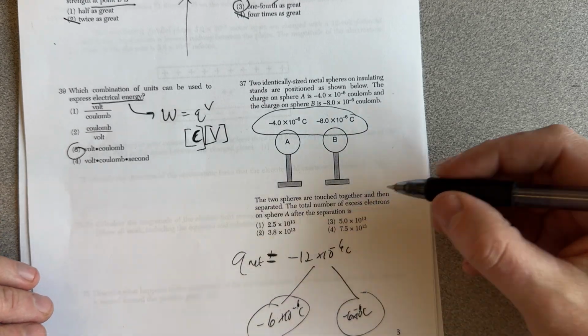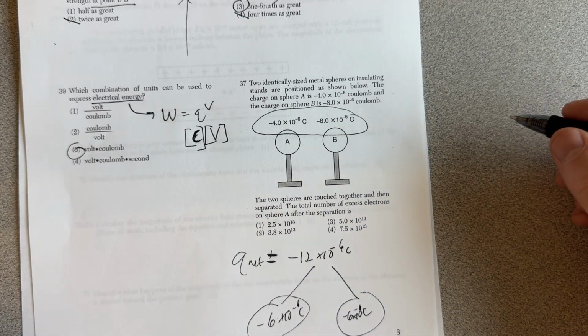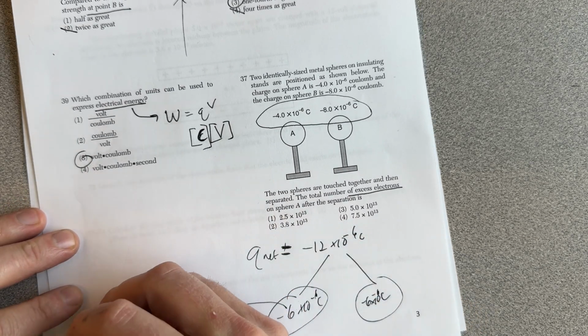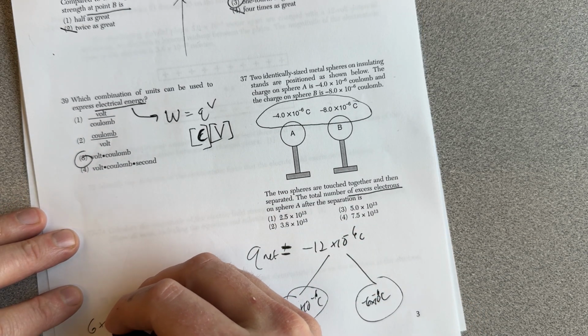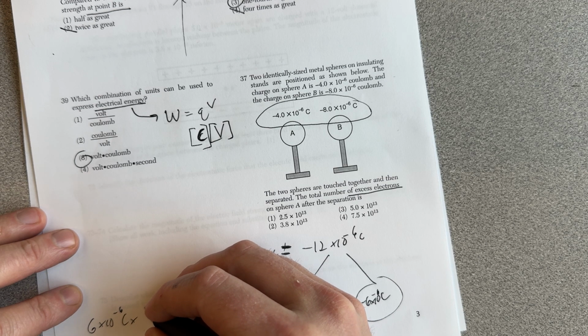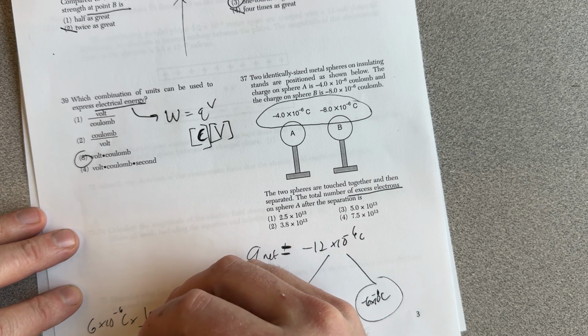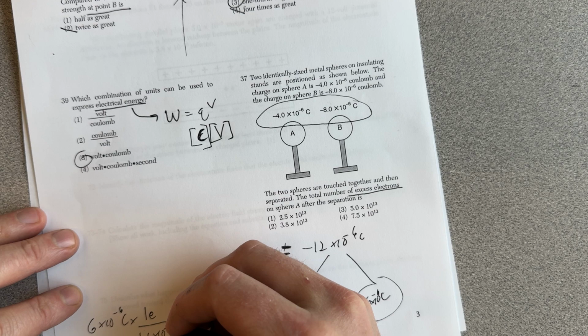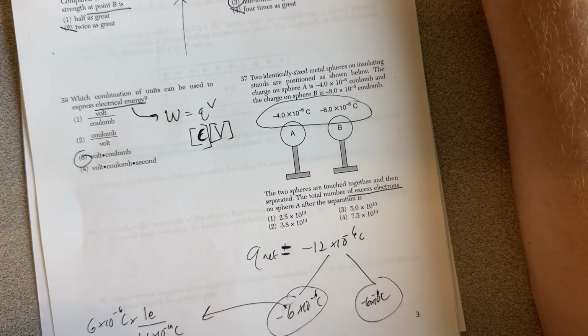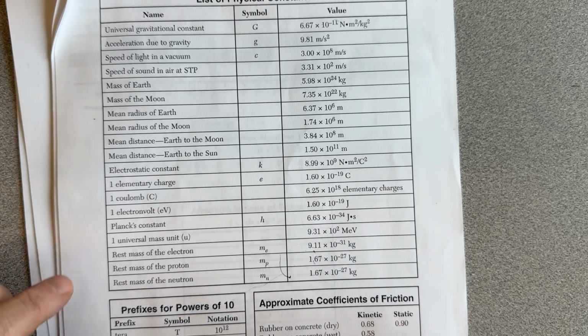And that's our answer. But, oh, wait a minute. This is asking for the number of excess electrons. So we've got to say, okay, 6 times 10 to the -6 coulombs is equivalent to 1 per 1.6 times 10 to the -19th coulombs. We've got to convert this. There's actually this here.